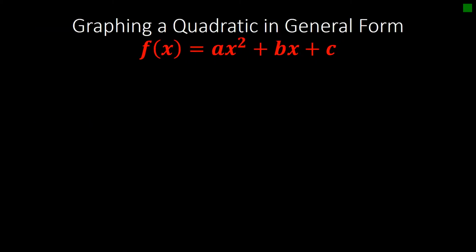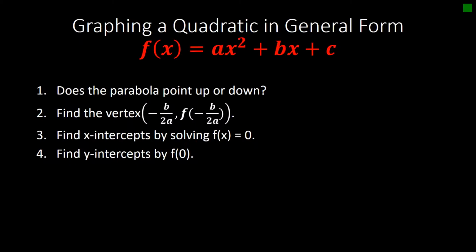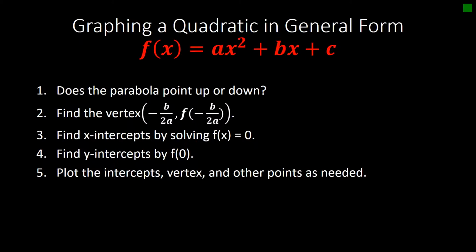So how do we graph a quadratic in general form? Well, number one, does the parabola point upward or downward? Number two, we can find the vertex with the vertex formula, or you can transform this general form into standard form, and you can easily pick out the vertex. And when you do that, find the x-intercepts by setting the equation equal to 0 becomes a little bit easier as well. Then you can find your y-intercepts by evaluating the function at 0. And next, you can plot the intercepts, vertex, and other points as needed.